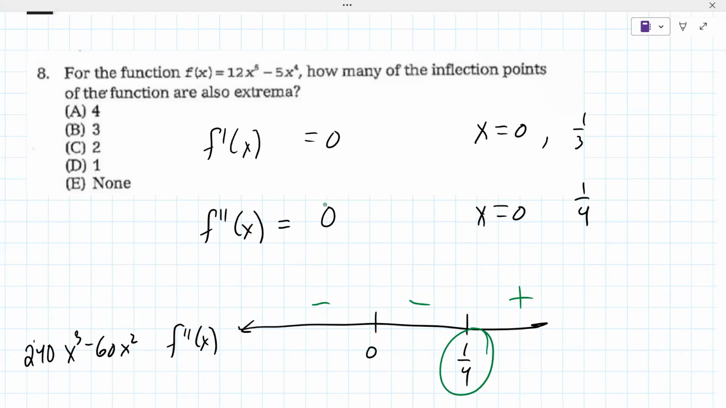Because it's got to switch signs. So then it's like, is this even one of the critical points? And it's like no. So it's only one. Well, no, there's none, because this inflection point is not an extrema. So I would go with none.